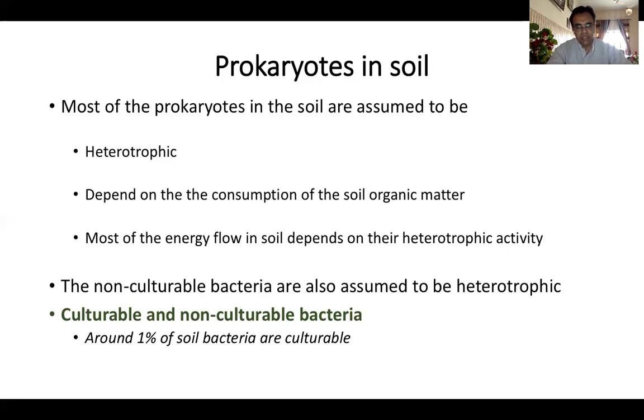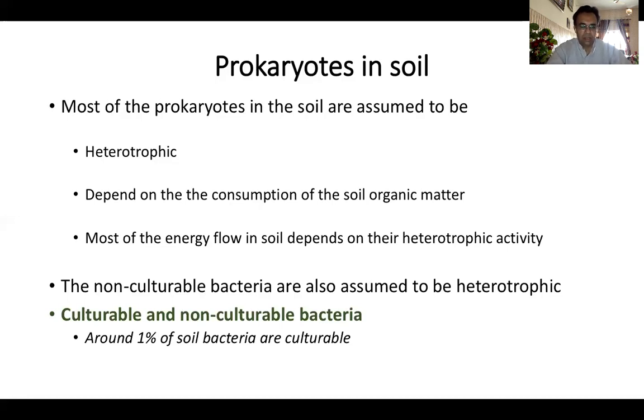And another important thing about these two categories, culturable and non-culturable, it is very interesting that only 1% of the soil bacteria are culturable. So we would be discussing all this in our lecture, that why such a small quantity of bacteria are culturable and 99% of bacteria are not culturable. So how do we find that only 1% bacteria are culturable? And how we conclude about that, why most of the bacteria are not culturable? What are those bacteria which are not culturable?